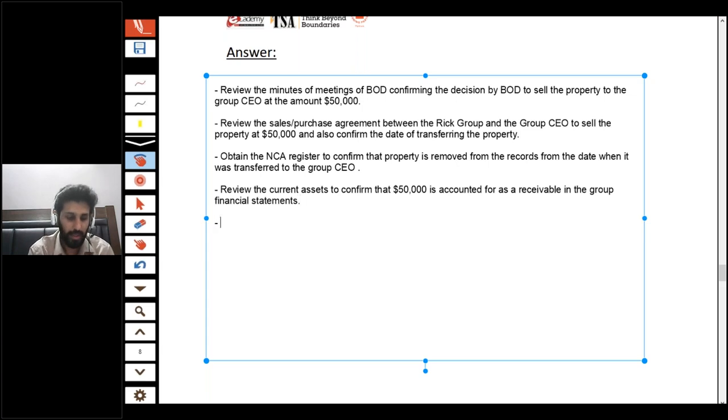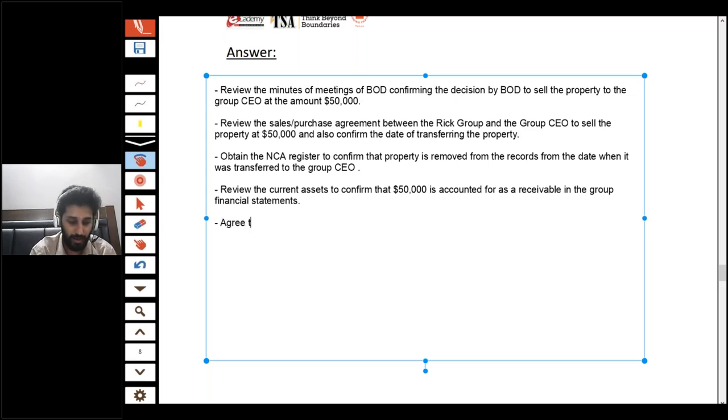And one important thing, the selling price is $50,000. It quite may be possible that carrying amount is $45,000. For example, let's say the carrying amount is $45,000, and I am selling this property to the group CEO at $50,000, and that means there is a $5,000 gain on disposal. Similarly, it may be the loss. So I will be inspecting and agreeing the non-current assets, the property's carrying amount, comparing with the disposal amount, and making sure that any profit or loss is calculated and recognized properly in the statement of profit and loss.